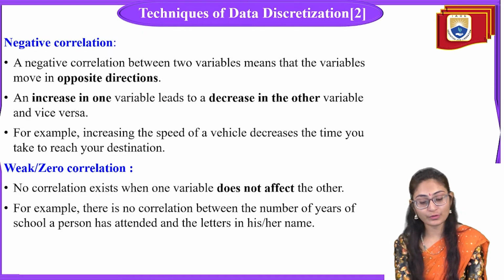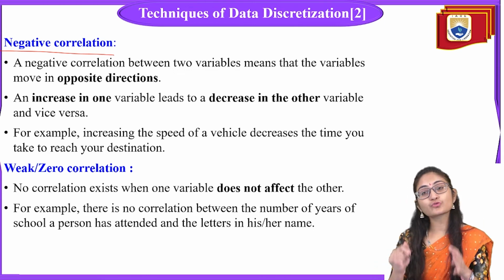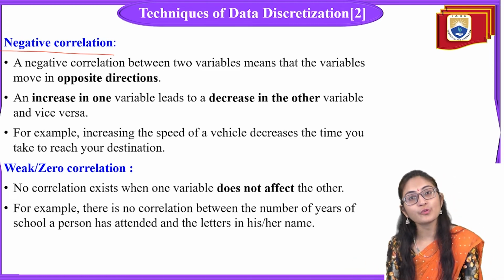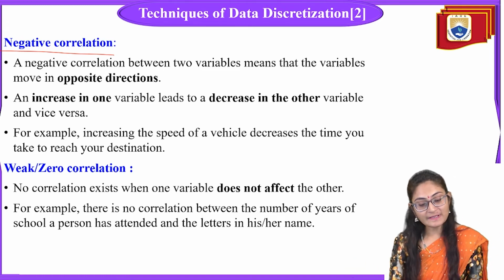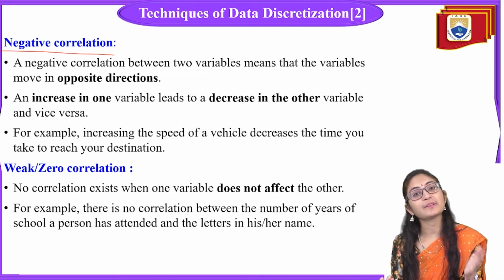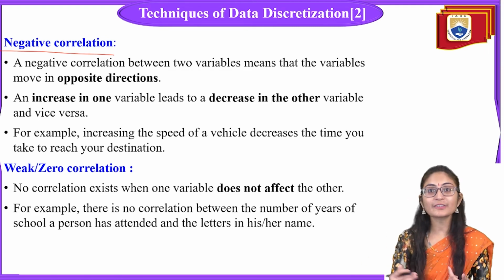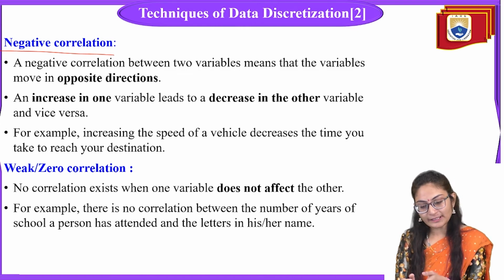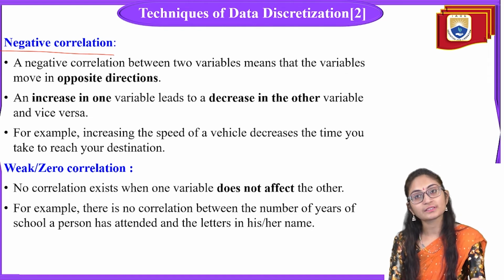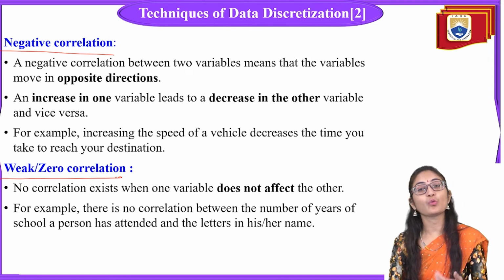Now, negative correlation. In negative correlation, these two variables move in opposite directions. That means if one variable increases, then automatically the other variable will decrease, or vice versa. For example, if you increase the speed of the vehicle, then automatically it will decrease the time you take to reach your destination.